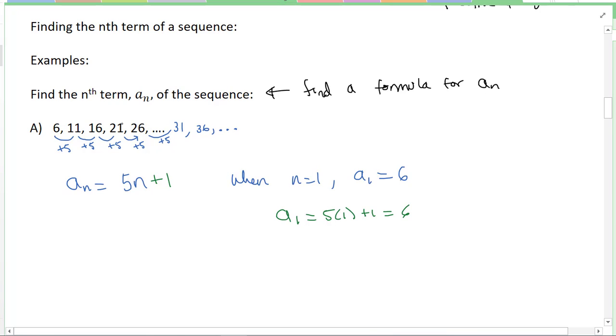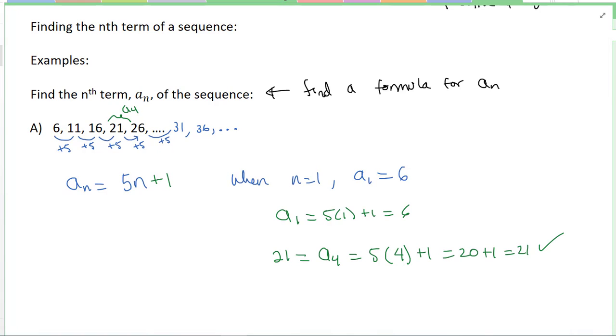Now let's try it with the fourth term. So 1, 2, 3, 4. So 21 is here, a sub 4. So I'm going to say 21 equals a sub 4, which according to our guess for the formula will be 5 times 4 plus 1, which is 20 plus 1, which is in fact 21. So it seems to check. So then I can say with confidence that my a sub n is 5n plus 1.